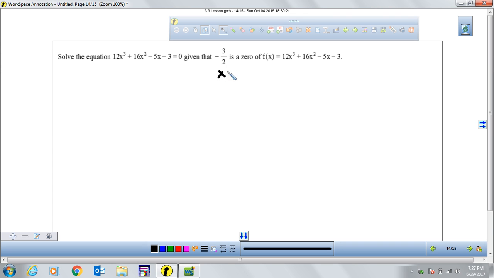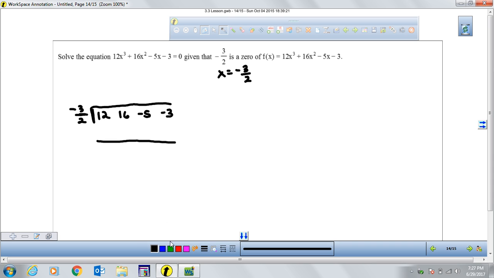Now, we know already that one of my zeros is going to be negative 3/2. So what we're going to do is, using synthetic division, factor that negative 3/2 from this polynomial equation: 12, 16, negative 5, and negative 3. You see that everything is in descending order, and all the powers of x are included in this polynomial, all the way to the constant.